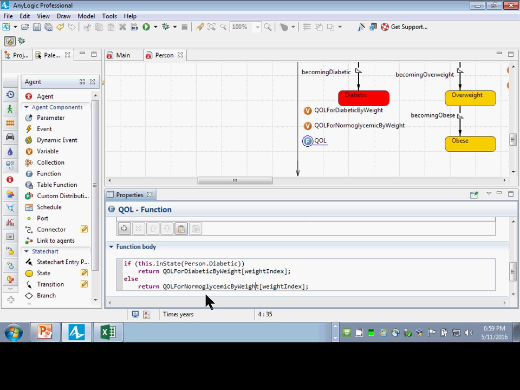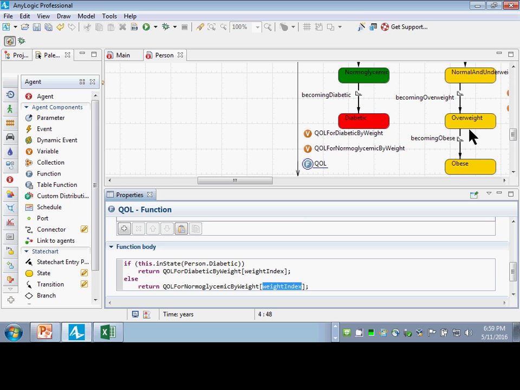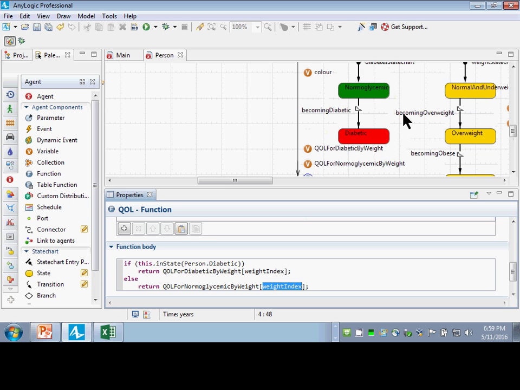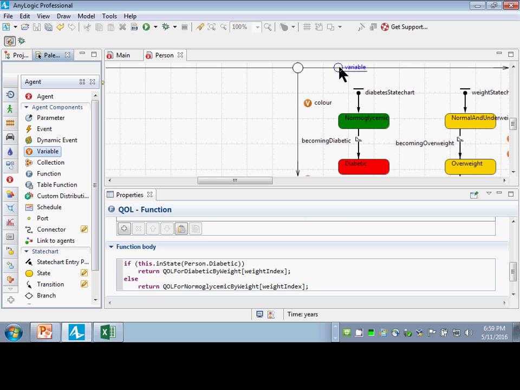Anyway, okay. Now, how are we going to keep track of their weight index? We want it to be 0 if it's normal and underweight. Overweight, we want it to be 1. Obese, we want it to be 2. How would we have a thing called weight index that if they're here it's 0, here it's 1, here it's 2? What could we do? Just have a variable. A variable. Okay, great. And it's going to be called what? Weight index. Good.